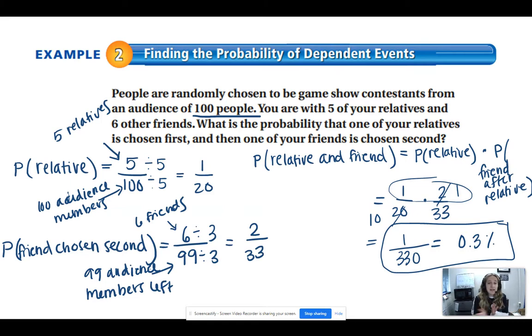Okay, so that is independent and dependent events. Make sure you have these notes written down, and then we will start the Big Ideas assignment soon.